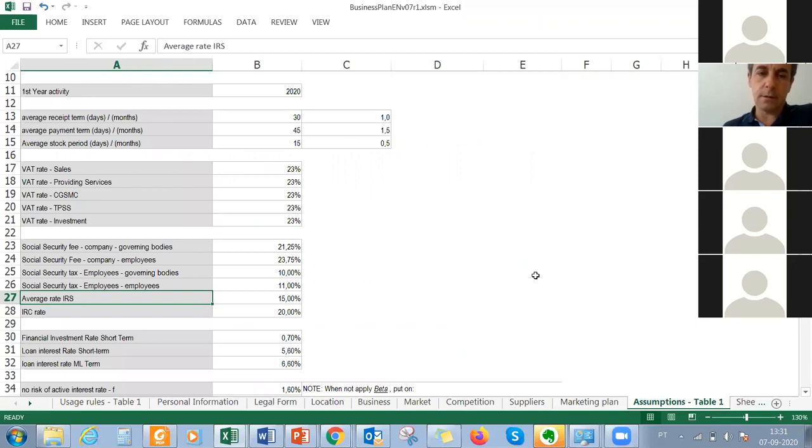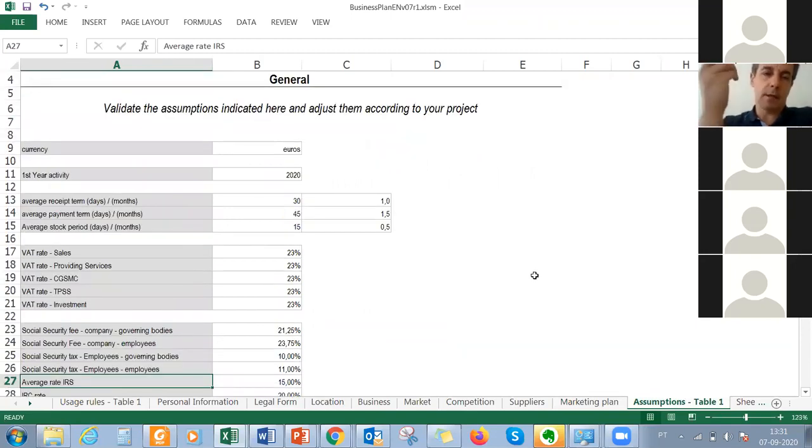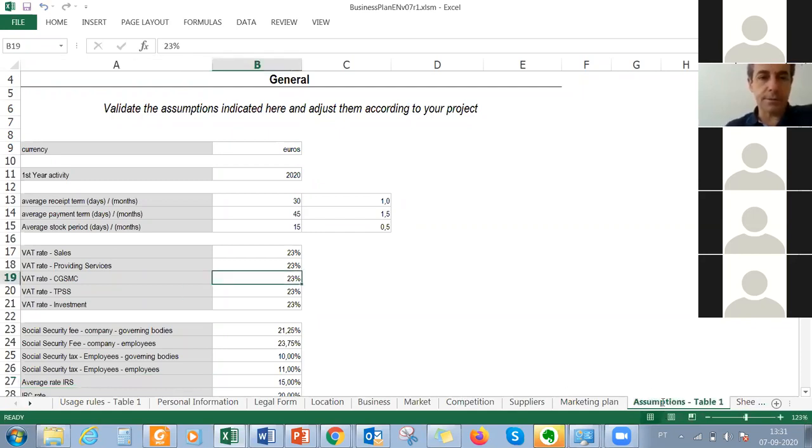And then the stronger part, or the more quantitative, it is better to say like that. The quantitative part of the business plan starts here with different maps that we should fill in. So this first sheet is about the assumptions concerning what year we are in, whether we are in 2020 or we are in 2021.